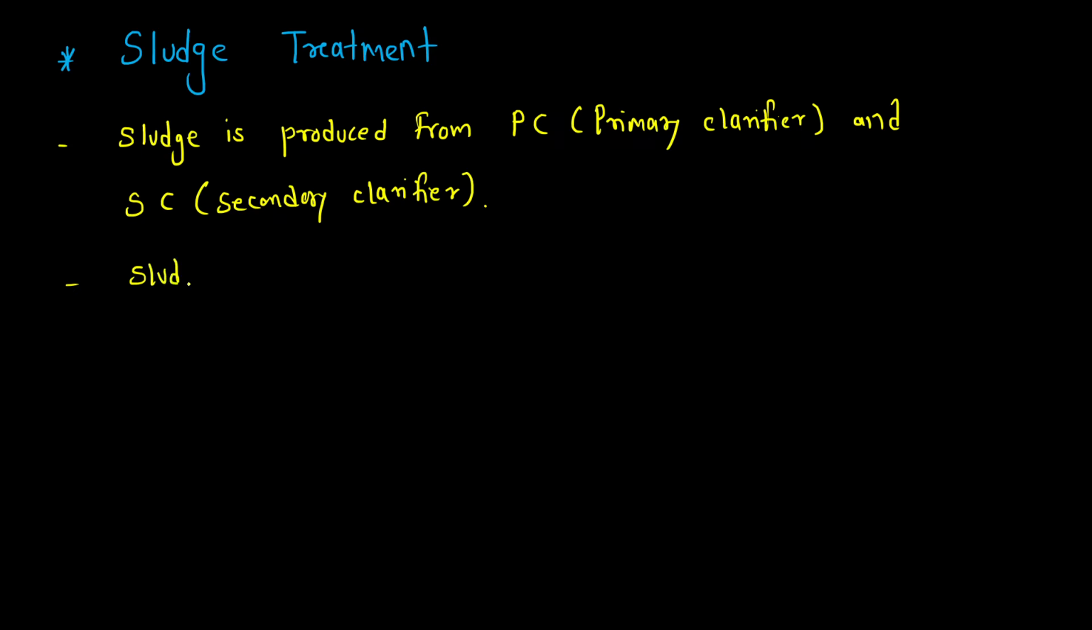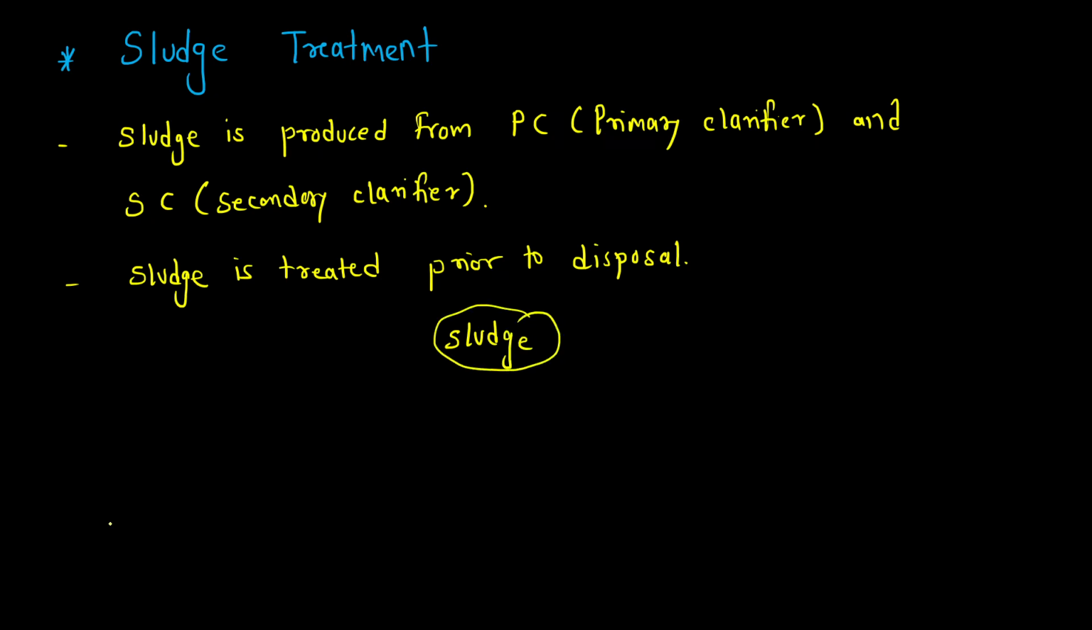So this sludge is treated prior to disposal, and this treatment is called sludge treatment. Now what does sludge consist of? It consists of two main things. The first thing, we'll call it the solids part, so we'll name it as solids. And the second thing which is present in sludge is water.